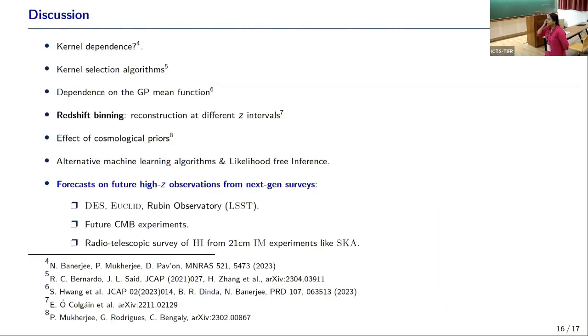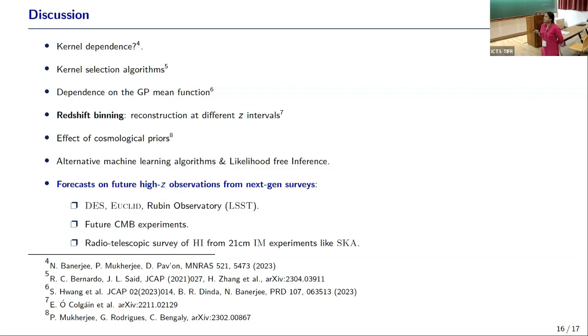Now, I would like to discuss some of the main caveats about GP regarding the kernel dependence. There are a lot of kernels available in the literature, so we have to choose precisely, and undergo some kernel selection algorithms before working on our problems. There is a mean function, which is generally chosen to be 0 to make it cosmology independent. So we have to look at the dependence on mean functions. There are studies regarding that.